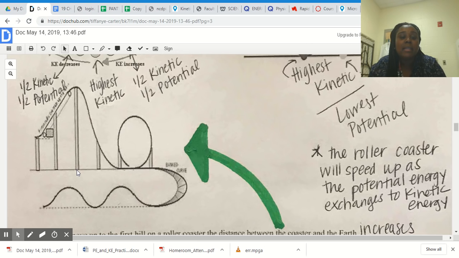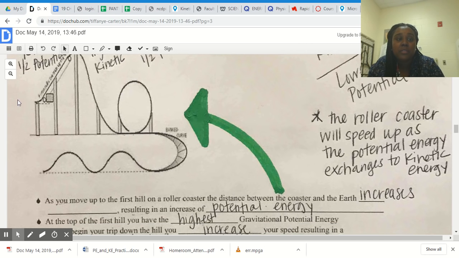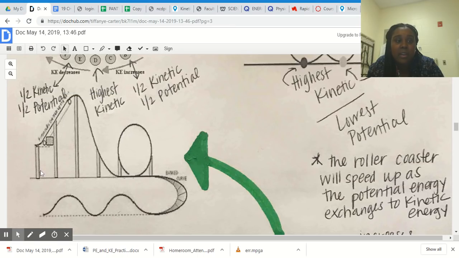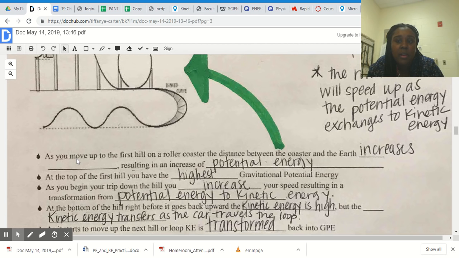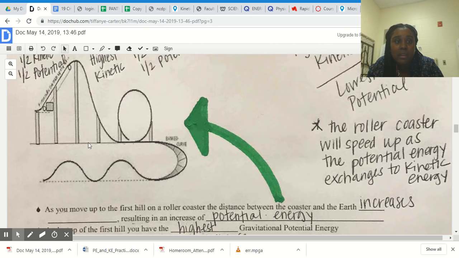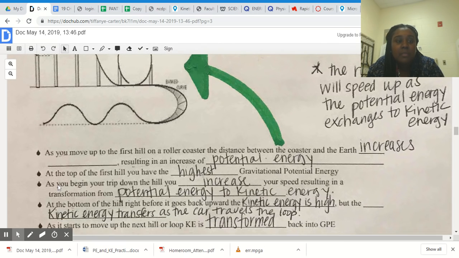All right, now to the questions. So it says, as you move up to the first hill, so we're moving up the first hill here, okay? On a roller coaster, the distance between the coaster and the earth is going to increase because if I started down here and I'm moving all the way up here, my distance is increased. So I've gotten further away from the ground. So the coaster is going to increase its distance away from Earth's surface, resulting in an increase in potential energy because of its height, I'm storing potential energy.